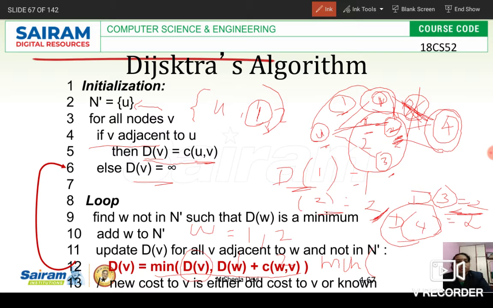So min of d of v. What was the cost of d of 2? It is 2. Min of 2 comma 1 plus 2, which is 3. So which is the minimum value here? It is 2. So this path is the best path from U to 2. This is how Dijkstra's algorithm works. Like this we have to do for all the nodes. Now we have done for d of 2. Right? So like this we have to do for d of 3 and d of 4. We'll see with the example so that you can understand easily.